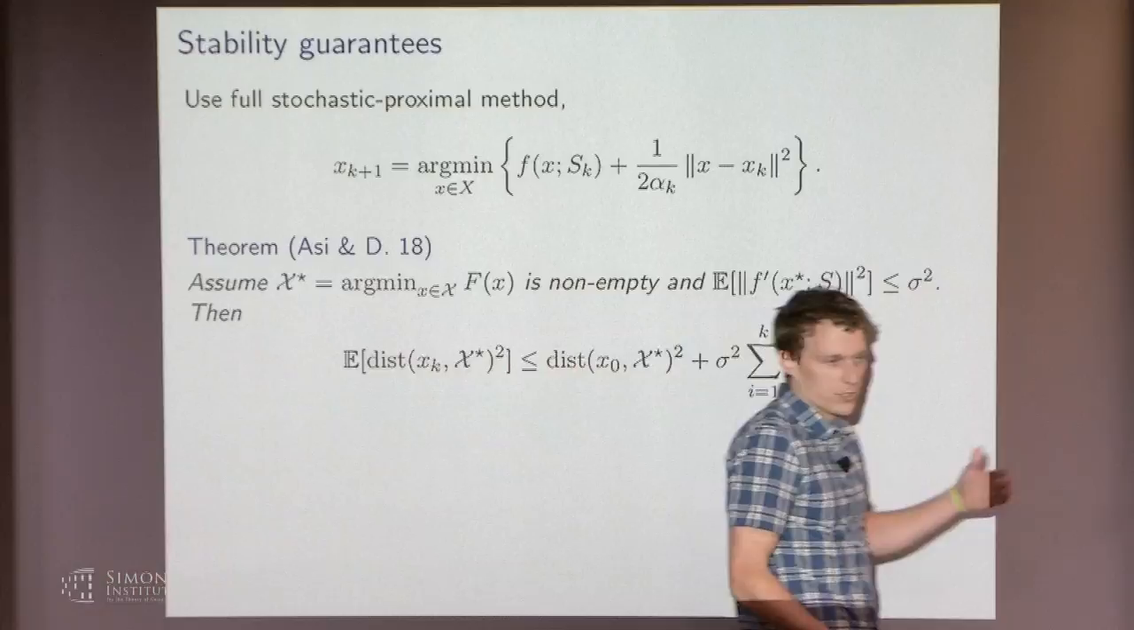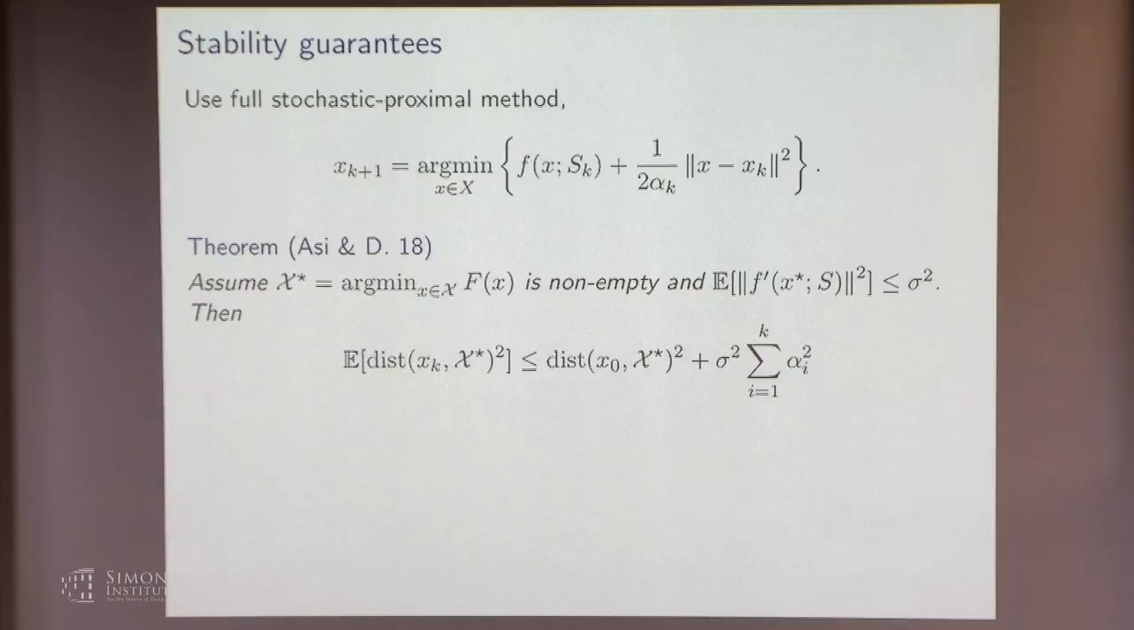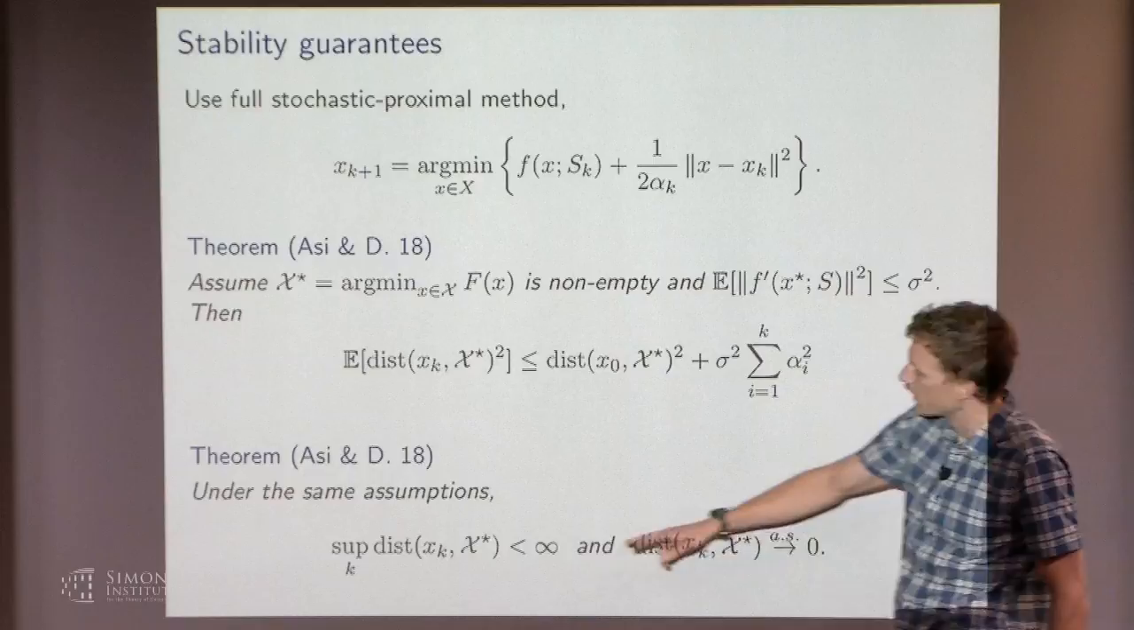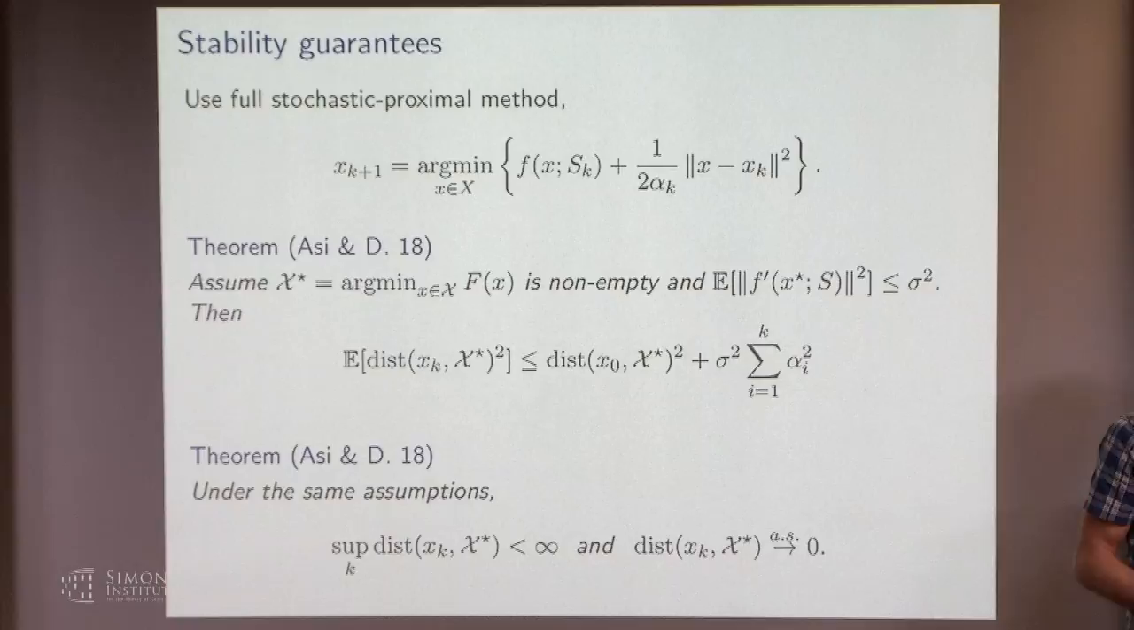So these methods cannot diverge ever, no matter what your problem is, as long as at the optimum you have finite variance. Right, and then it turns out actually under the same assumptions, you're actually guaranteed convergence. I'm not gonna give you a rate in this sort of absurd generality, but you will converge. The distance to the optimal set remains bounded, and this distance will converge to zero as your iterates go to infinity.